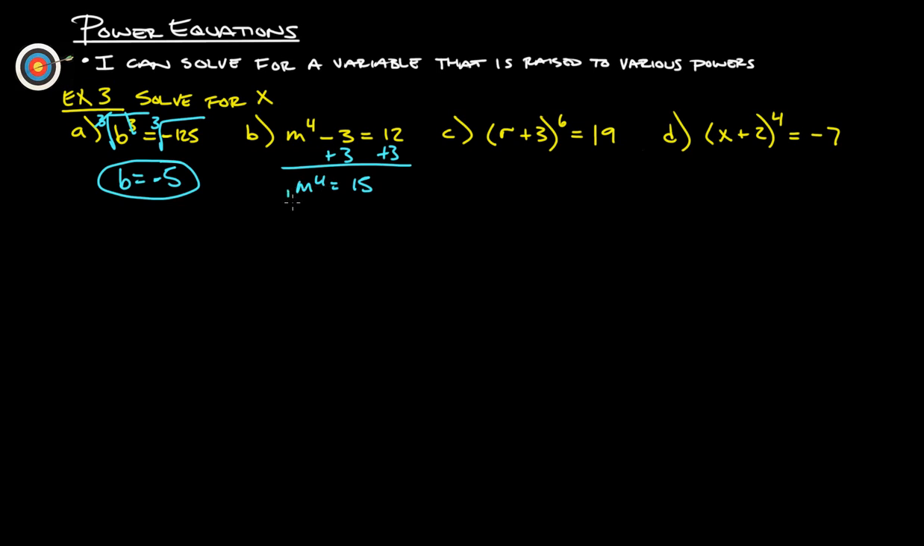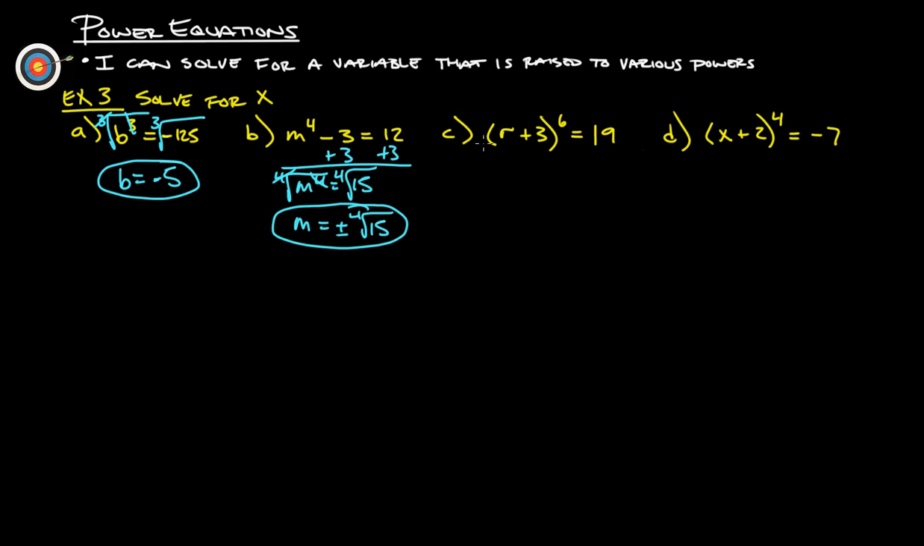So now to get rid of this fourth power, we have to take the fourth root of both sides. So m equals the fourth root of 15. And again, that should be plus or minus, because the positive fourth root of 15 to the fourth power will give you 15, and also the negative fourth root of 15 all to the fourth power will still give you 15. Okay, so whenever it's even, you need the plus or minus. If it's odd, then it's only going to be whatever the answer is.